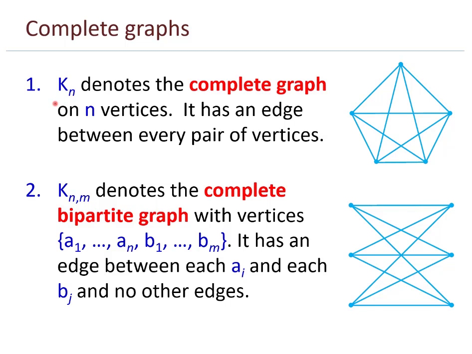This is the complete graph on n vertices. It has an edge between every pair of vertices. K sub n,m denotes the complete bipartite graph with the vertices a1 through an, so maybe you consider that a set a1 through an, and b1 through bm, like the set of vertices on the right, and it has an edge between each ai and each bj and no other edges. These graphs are also not planar.